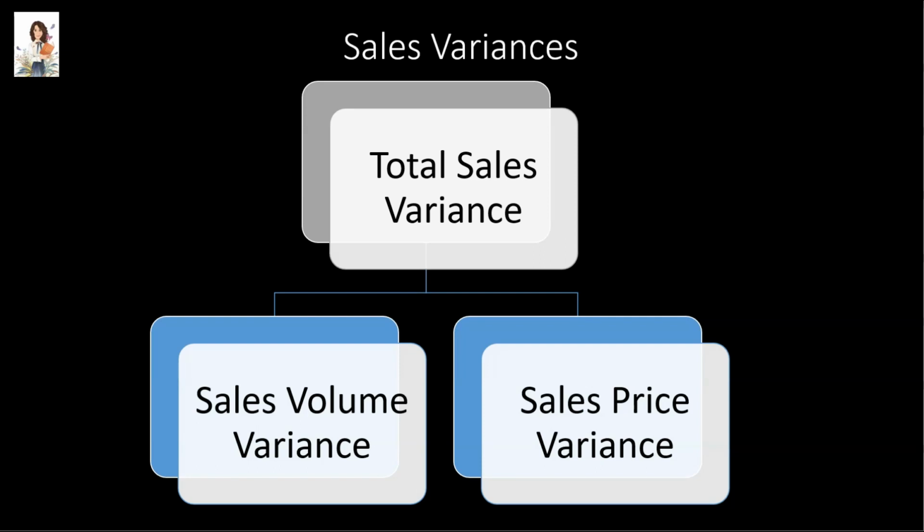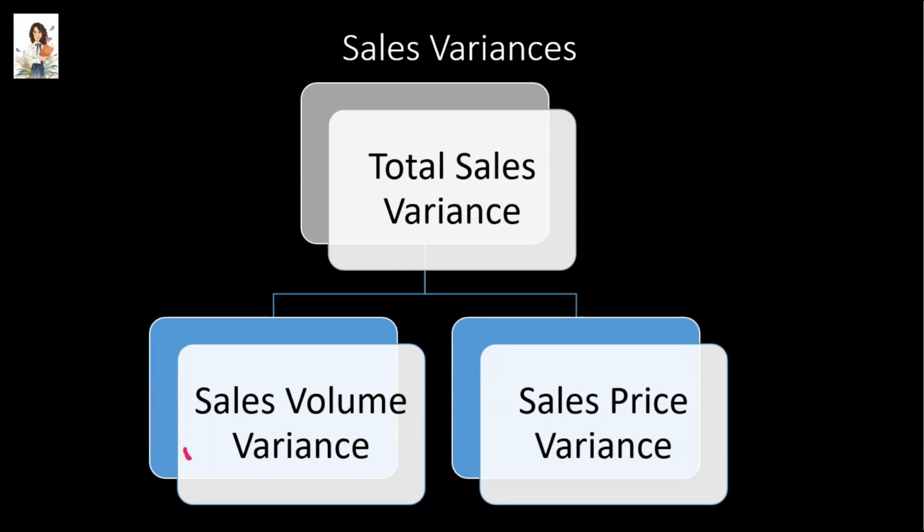Two things can happen to cause a sales variance. Either the company sold more or less than the budget, and this is the sales volume variance, or the company sold goods at a different price than budgeted, and this is the sales price variance.